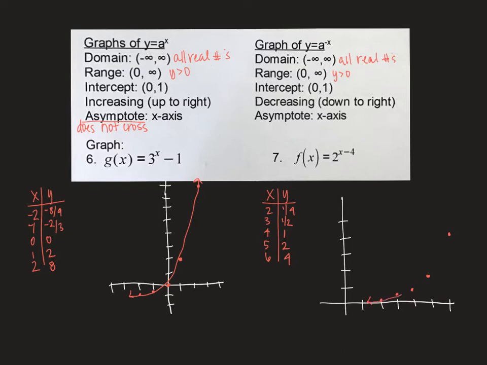So we still have that similar exponential shape where it's rising to the right. It just shifted 4 units to the right from where it normally starts. So instead of having an intercept of 0, 1, we have 4, 1. So everything has just shifted 4 units to the right.